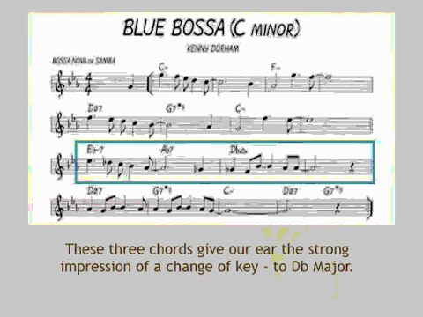These three chords here give our ear the strong impression of a change of key. And so the reason why I point this out is because here, even though the key signature doesn't change, aurally, our ear does think that the key has changed to the key of D flat major. So that changes the context and therefore what extensions we might want to use. In the key of D flat, the E flat minor 7th would be the 2 minor 7th, and then this would be the 5 7, and then this would be the 1 major 7th.